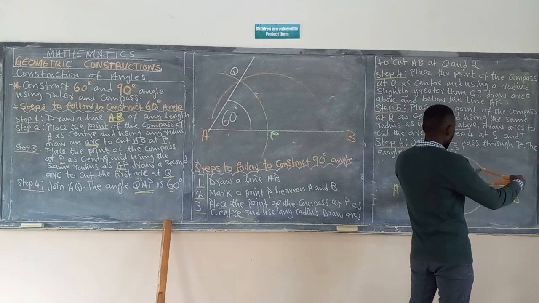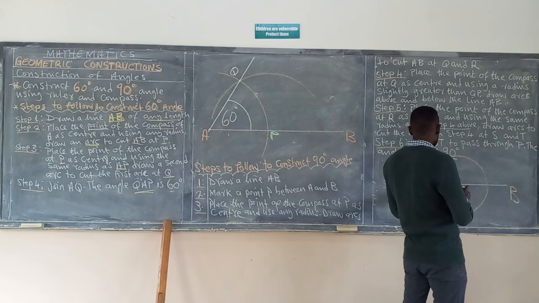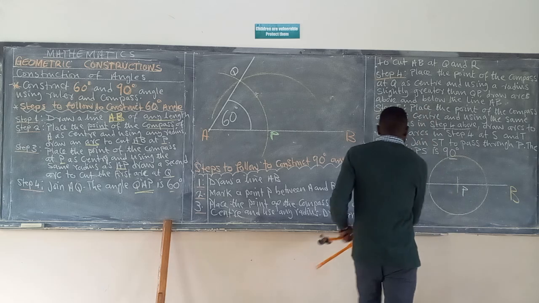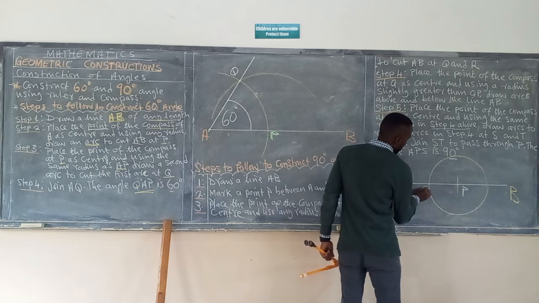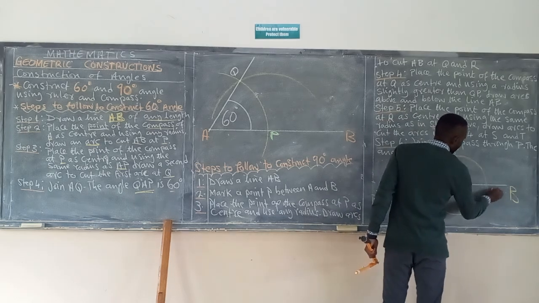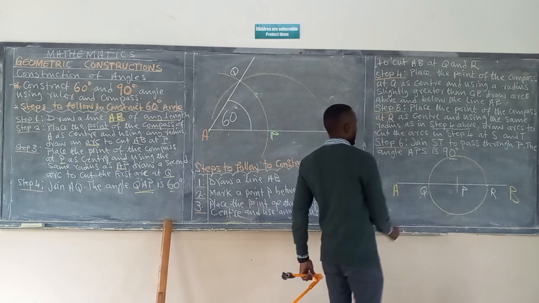You can see these two arcs. We are making a circle-like shape. It is cutting the line here. Let's put this point Q there and R there. That is where the arcs are cutting.